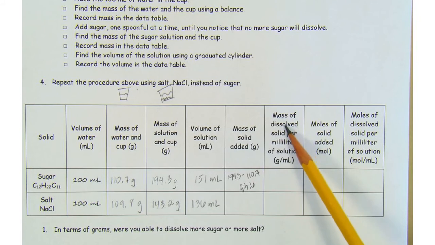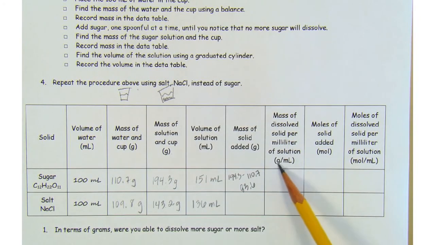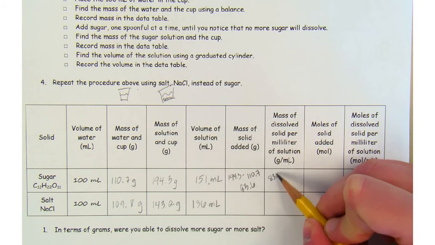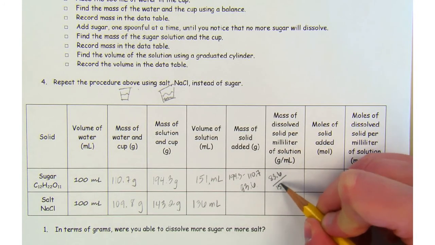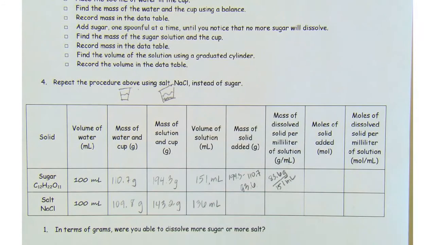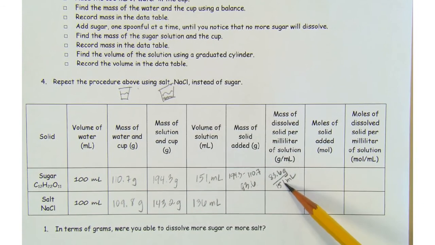Next, it asks you mass of dissolved solid per milliliter of solution. Per is a key word. Per stands for one mathematical operation, which is division. So notice the units are grams over milliliters. So take the mass of the solid divided by the volume of the solution. Okay? So 83. Okay. So that's how you get this column. Mass divided by volume.